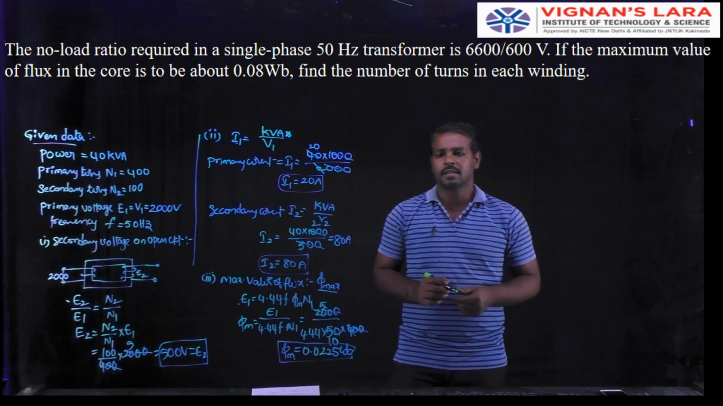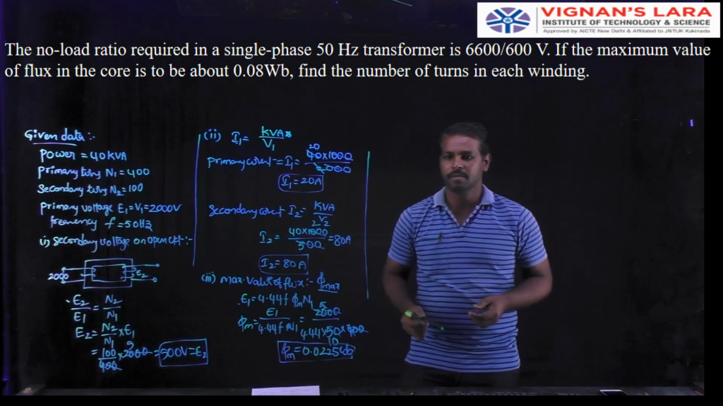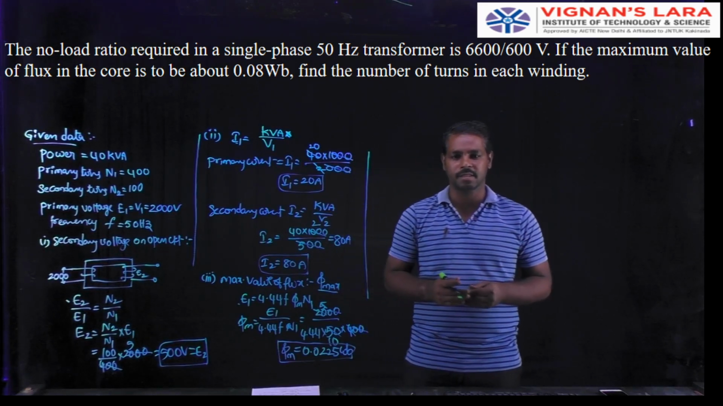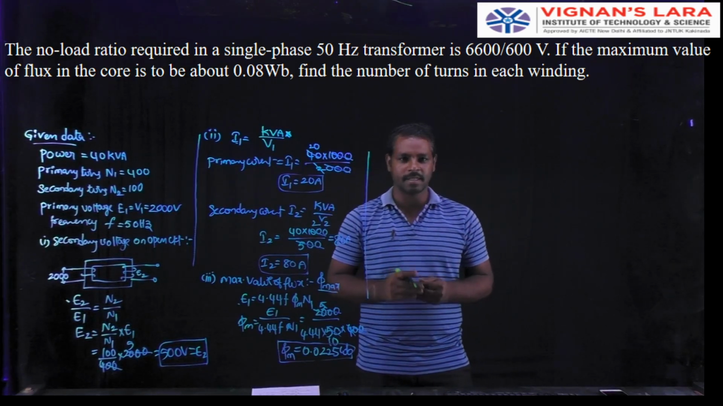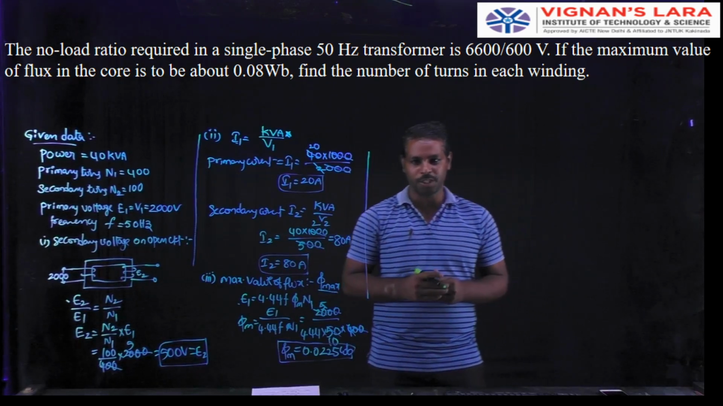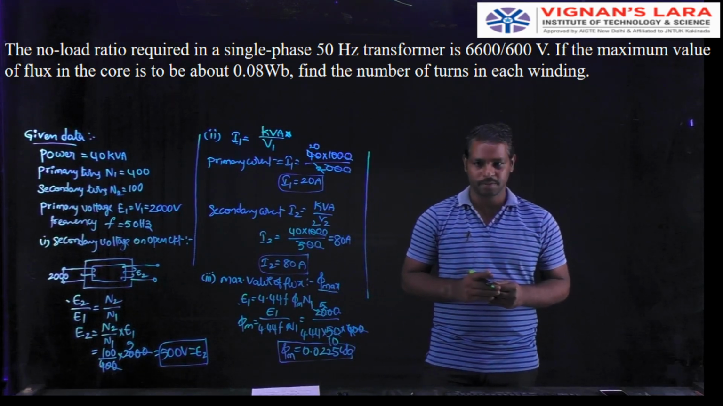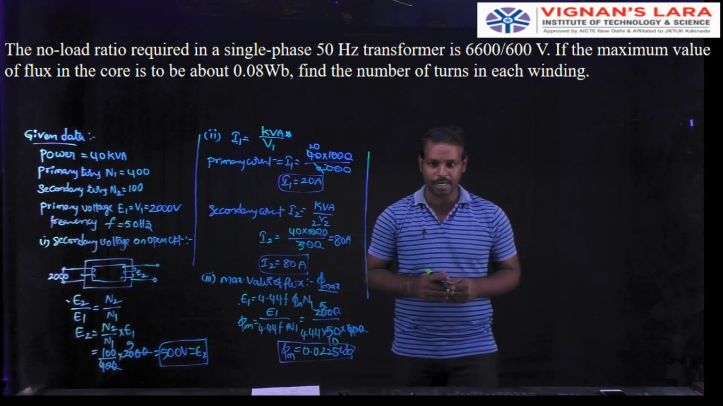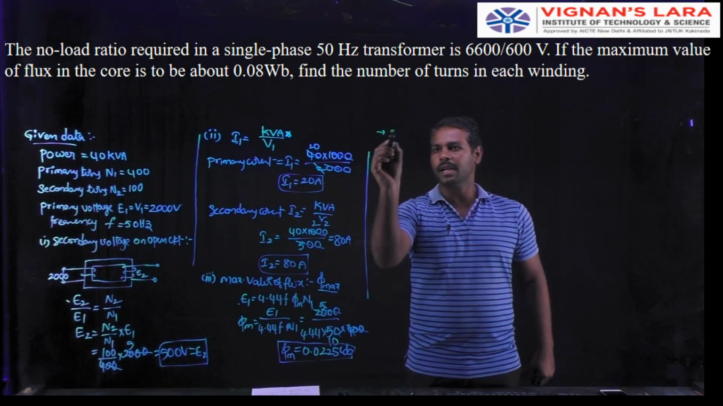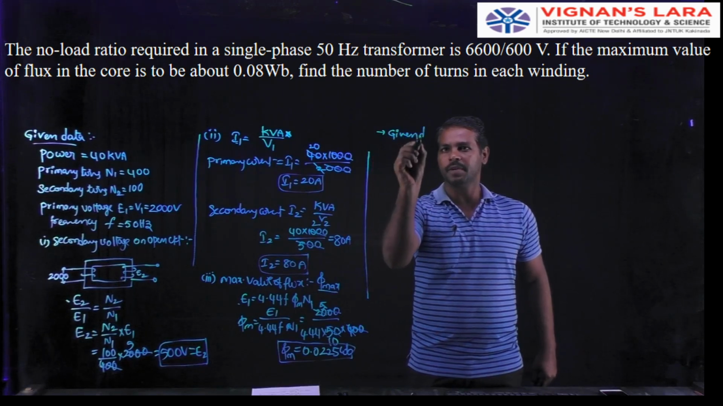Another one is the no load ratio required in a single phase 50 Hz transformer is 6600 by 600 volts. If the maximum value of flux in the core is to be about 0.08 Webers, find the number of turns in each winding. In this also we can write down the given data.